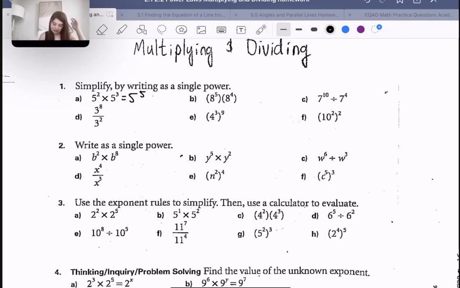Okay, and likewise, here we're multiplying two things together. So that means this is the same as 8 to the power of 9 because we're adding the exponents. As for C, this is the same as 7 to the power of 10 over 7 to the power of 4, which is 7 to the power of 10 minus 4, which is 7 to the power of 6. Very good. Awesome.